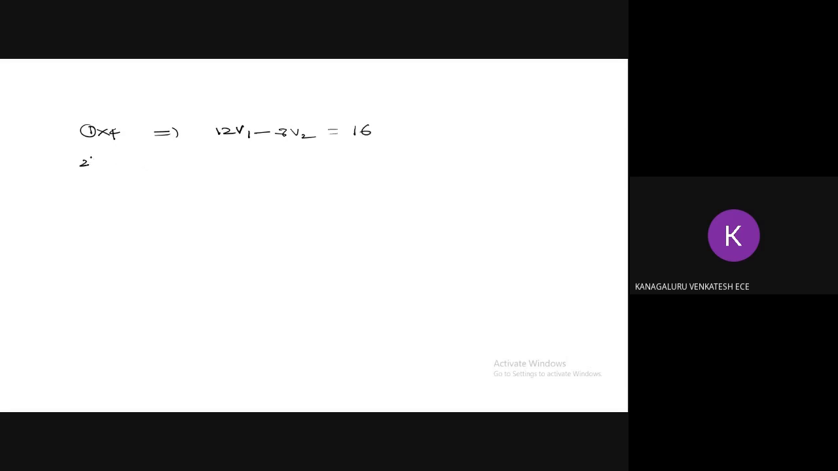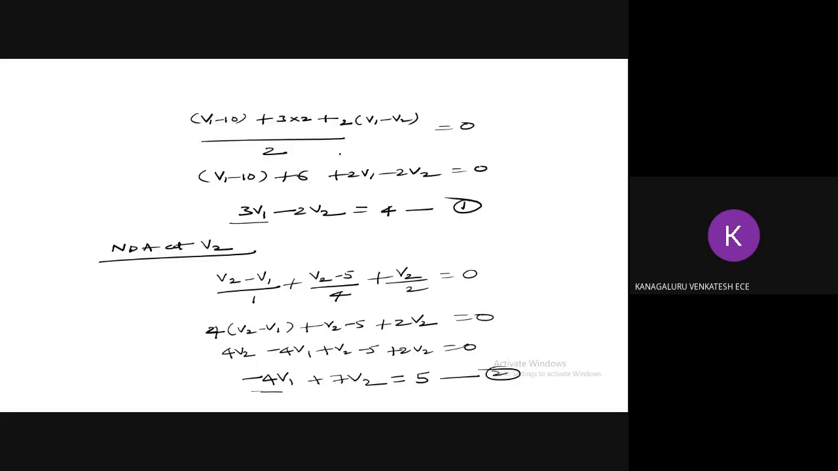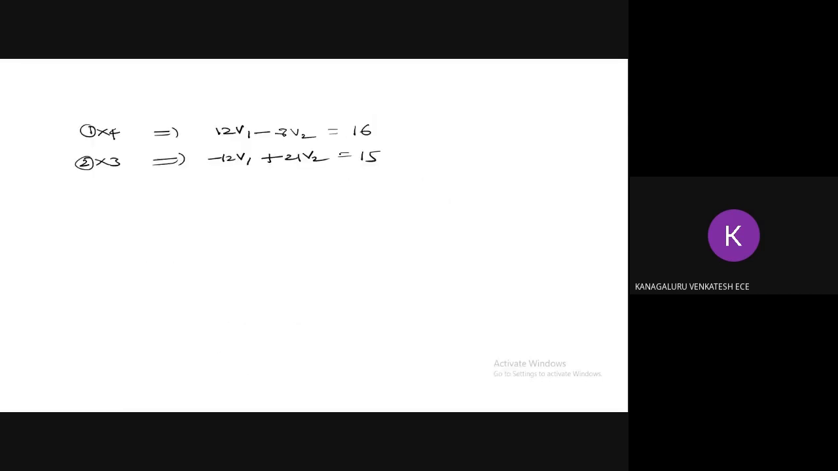Now, equation 2, just multiply with 3. What do you get? Minus 12 V1, 7 is there, 7 3 is a 21 V2. Right side, 5 is there, 5 3 is a 15. You can cross check. What did you get? Minus 4 V1 plus 7 V2 equal to 5. So if you multiply that with 3, 4 3 is 12, 12 V1, 7 3 is 21, 5 3 is 15. That equals 15. So I'm just going to simplify this.